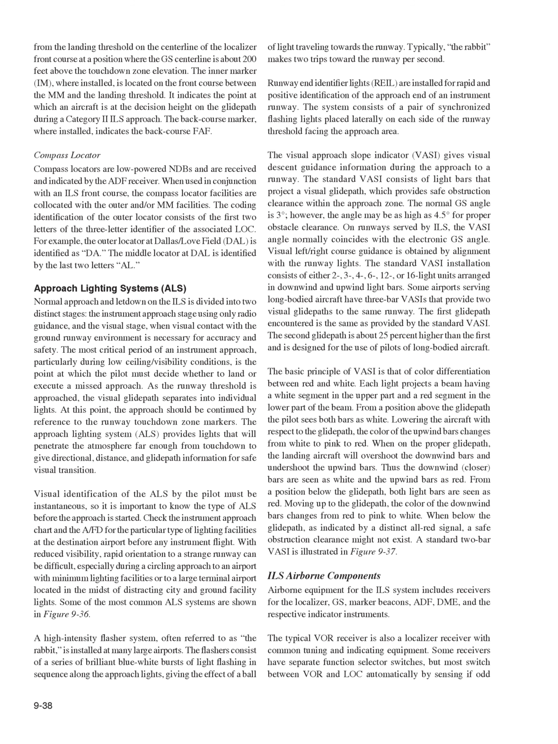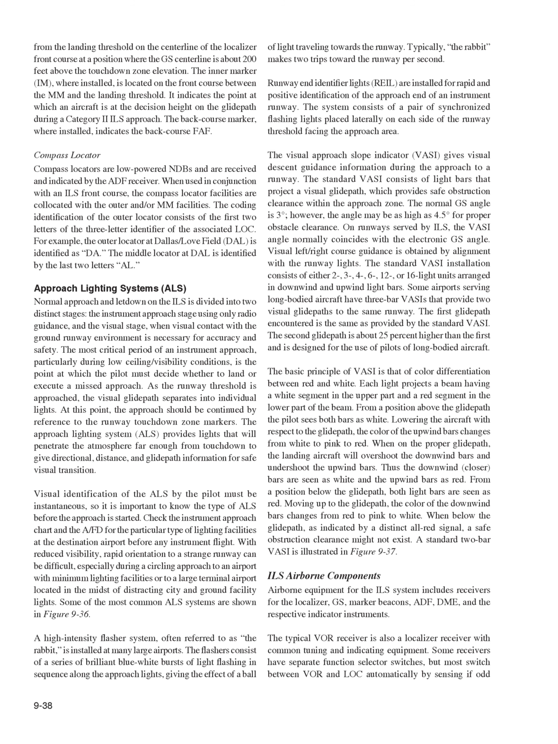The inner marker, IM, where installed, is located on the front course between the MM and the landing threshold. It indicates the point at which an aircraft is at the decision height on the glide path during a Category 2 ILS approach. The back course marker, where installed, indicates the back course FAF.